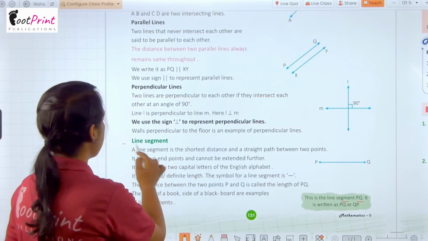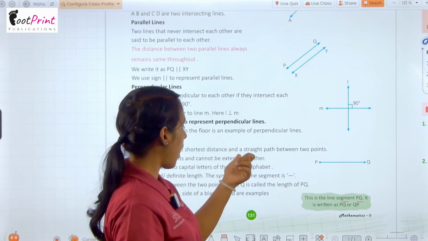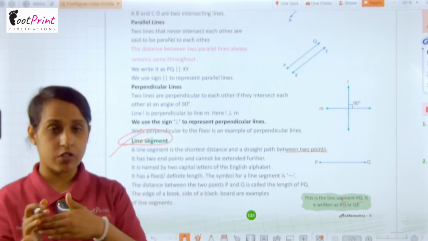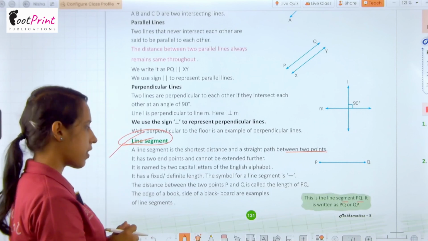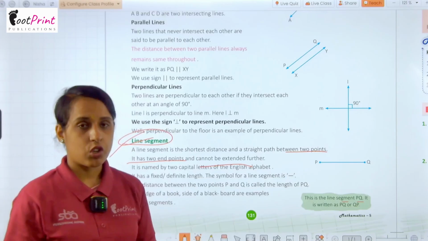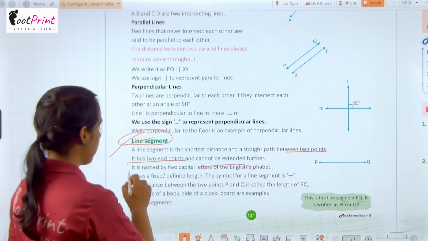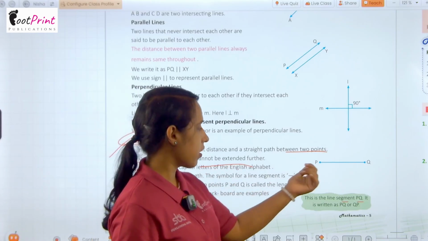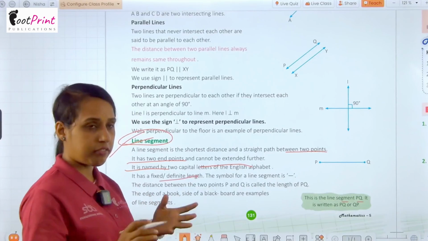Now, line segment. A line segment is the shortest distance and a straight path between two points. कि two points हैं, उसके बीच में जो straight path होगा या जितना shortest distance है उसको हम बोलते हैं line segment. It has two end points and cannot be extended further. इसको हम line की तरह extend नहीं कर सकते, इसकी definite length होती है. It is named by two capital letters of the English alphabet, like P, Q point. Okay. It has fixed or definite length.